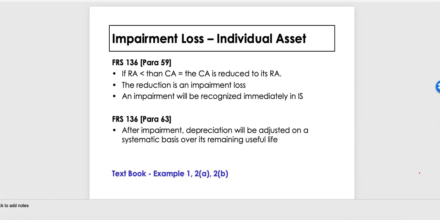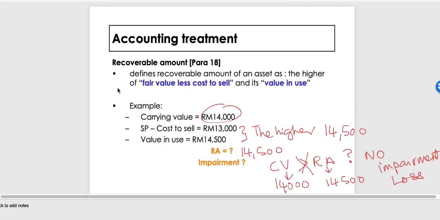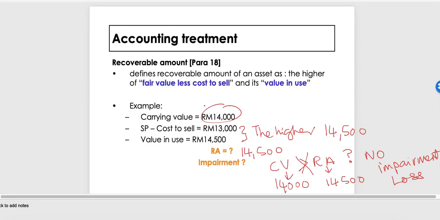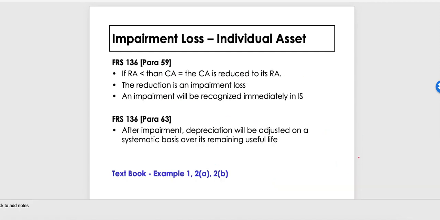What happens when the carrying value is more than RA? The asset is reduced to its RA. The reduction is an impairment loss, and the impairment will be recognized immediately. Let me check: 13,000 and 14,500. This is the higher, so we take that and compare it with the carrying amount, which is 14,000. So there is no impairment loss.